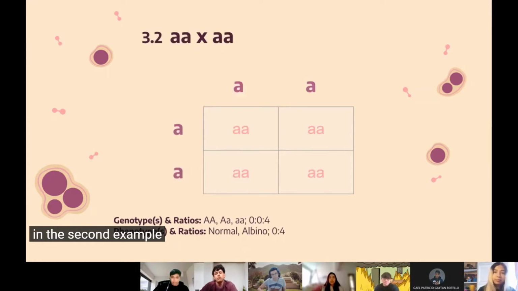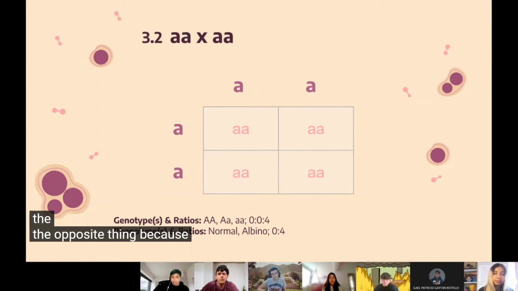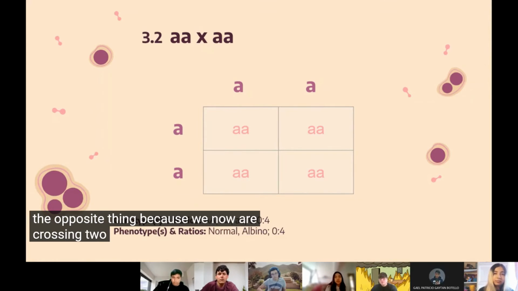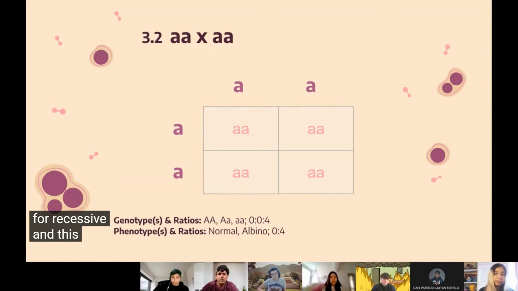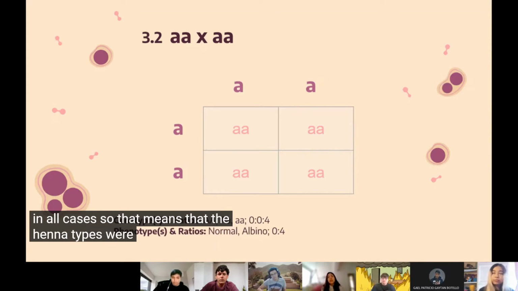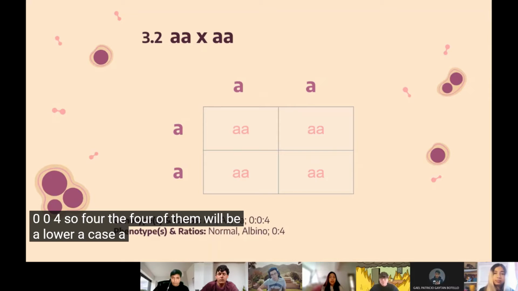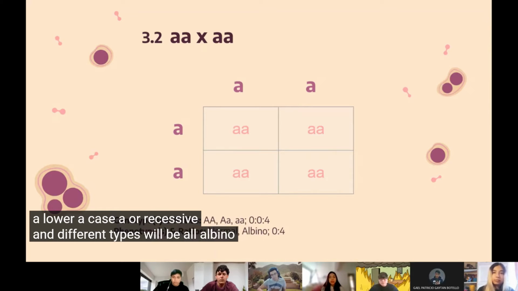In the second example, it's totally the opposite, because we are now crossing 2 homozygous recessive, which is lowercase a in all cases. So that means the genotypes are 0, 0, 4. All 4 of them will be lowercase a, or recessive, and the phenotypes will be all albino.